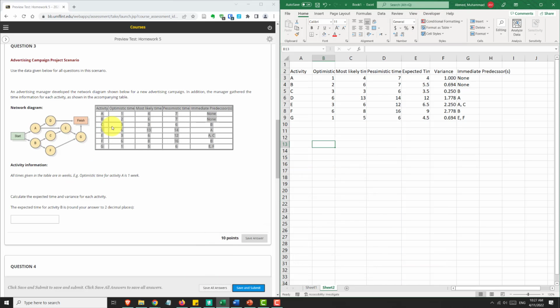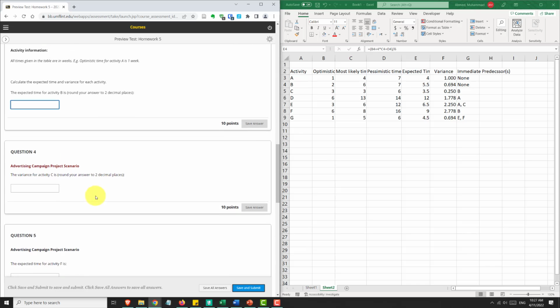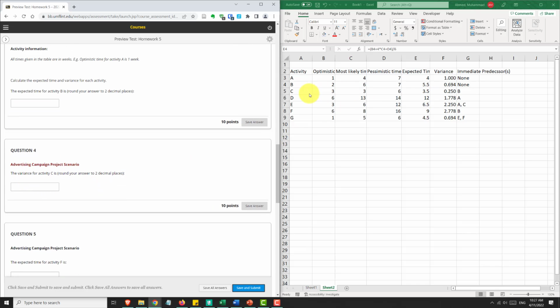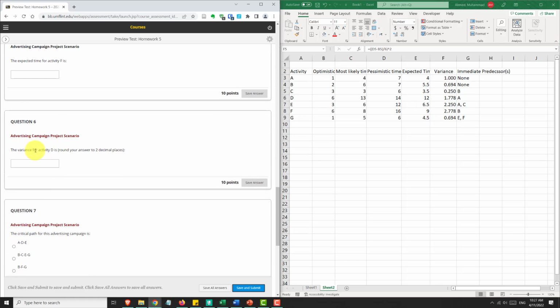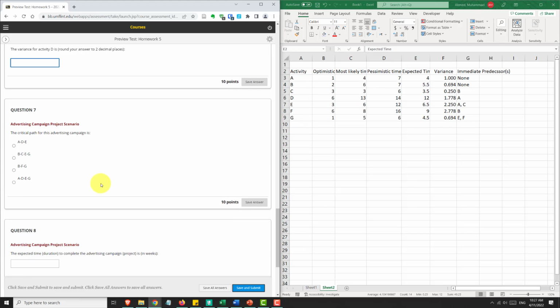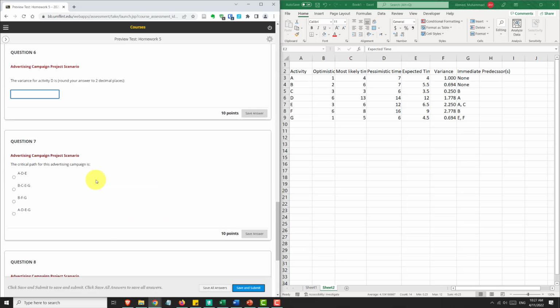And if you look, we have already finished some questions. So expected time for activity B, that will be this column. Expected time is the weighted average. That 5.5 would go here. And variance for activity C, I'll take activity C, find the variance, 0.25, and so forth. So a bunch of questions about the expected times and variances. We have all the information here to answer them. And then we get to the critical path question.